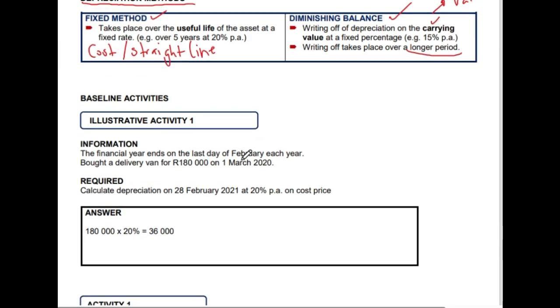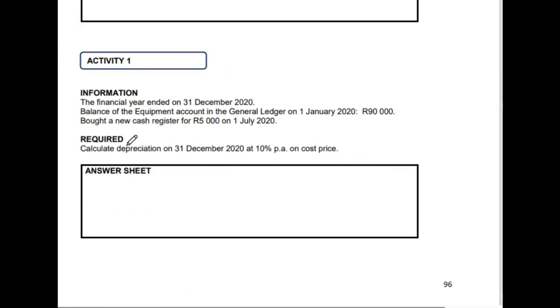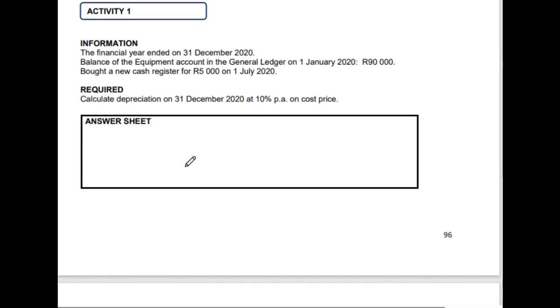Now let's take these methods and look at a given transaction and try to calculate depreciation. So guys, what I will always advise my learners is to always have your timeline. As an accounting learner or accounting student, always have your timeline.